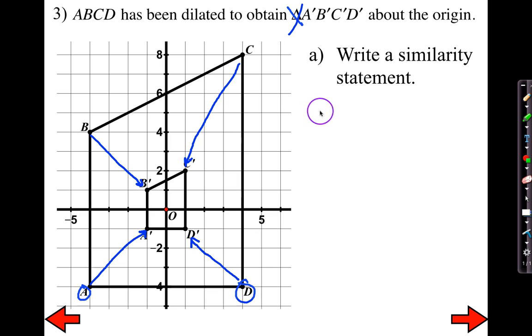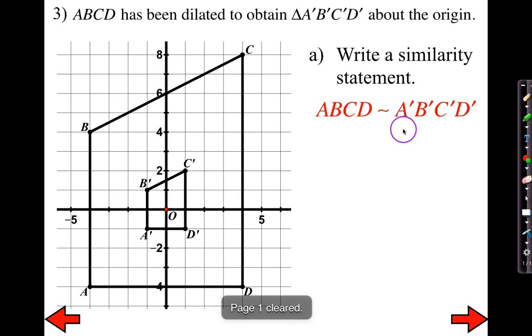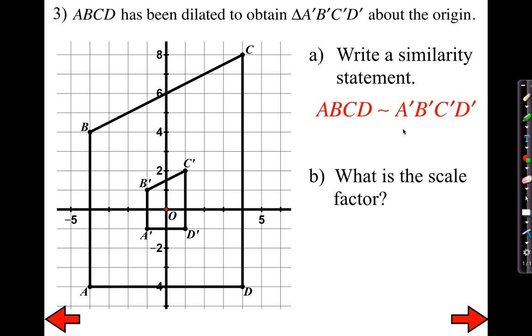So for that reason, if I choose to write, I don't know, quad ABCD, I'm going to say that's similar to quad A prime, B prime, C prime, D prime. Because once again, you want to make sure they correspond to the correct vertex. Let's clean that up there. Okay, next, what is the scale factor?